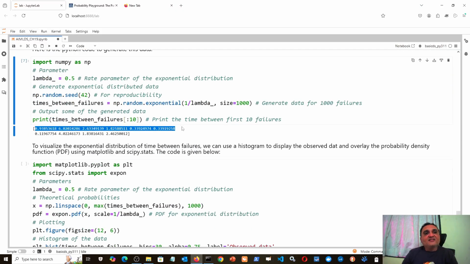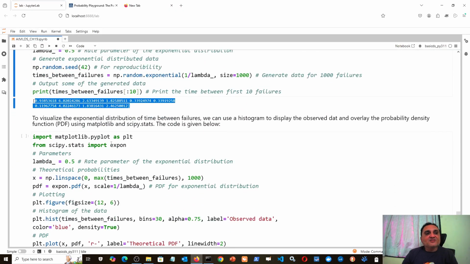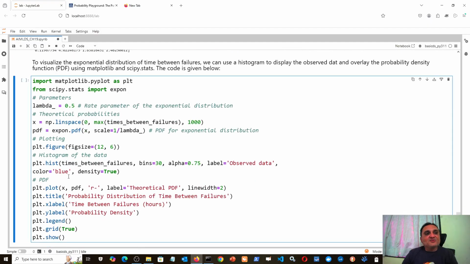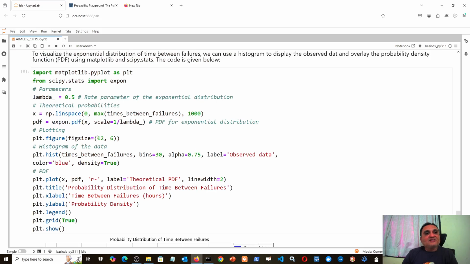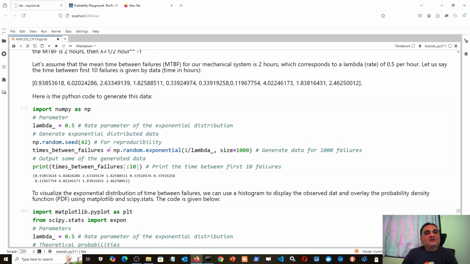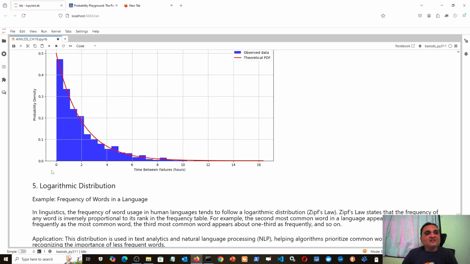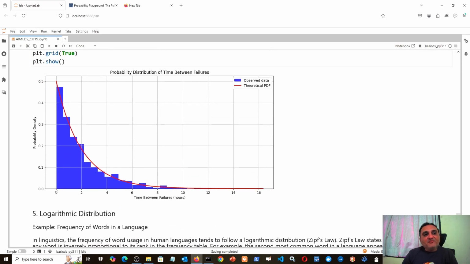So you are getting these as the times between the first 10 failures. Now if you visualize this distribution and plot the graph, you can see a clear exponential distribution, right? It is a very clear exponential distribution, and that means what? Between the 0th and first failure, the time interval is largest, so the probability density is more.